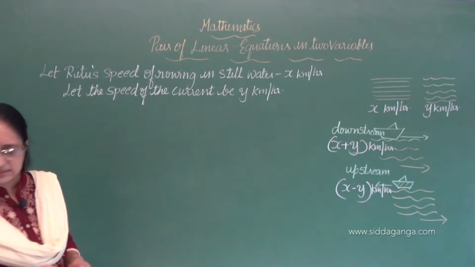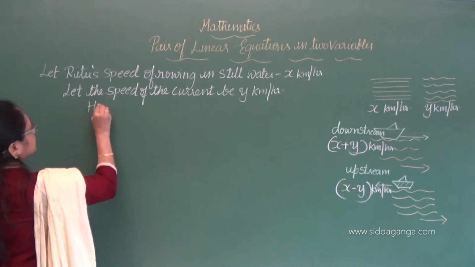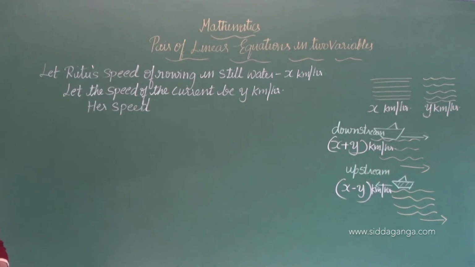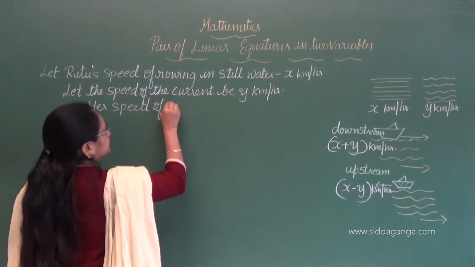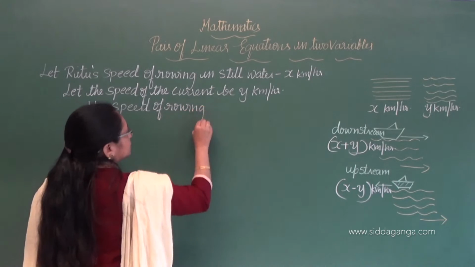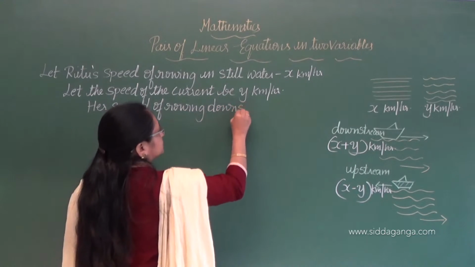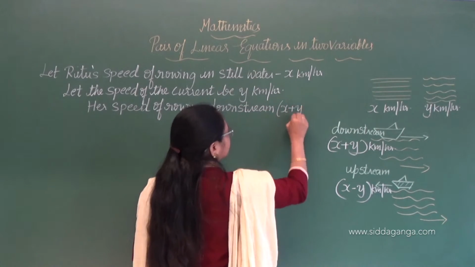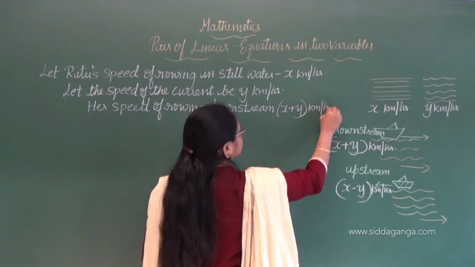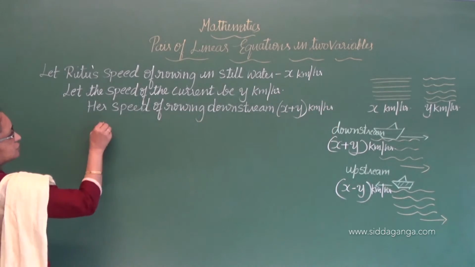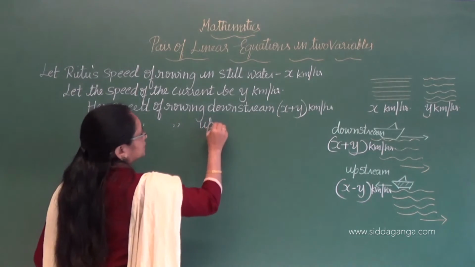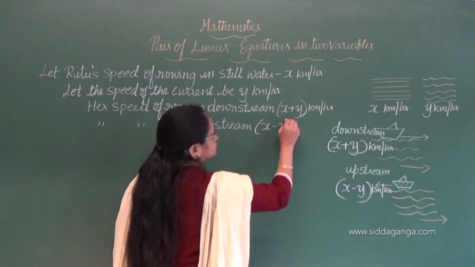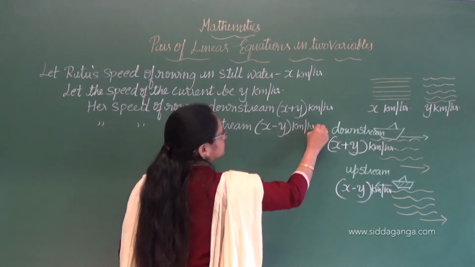Now let us write her speed of rowing in downstream. So it is x plus y km/h. Then her speed of rowing upstream is x minus y km/h. Okay.